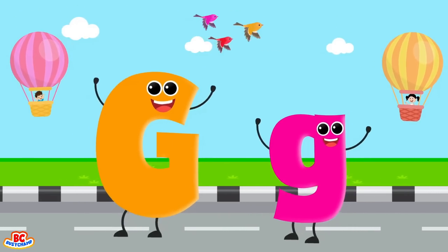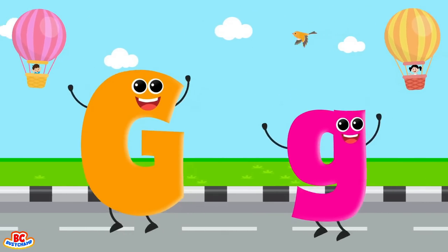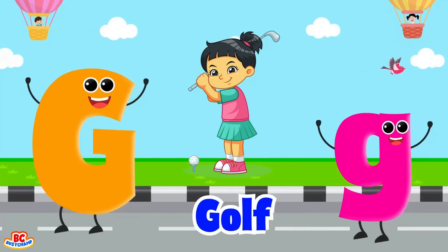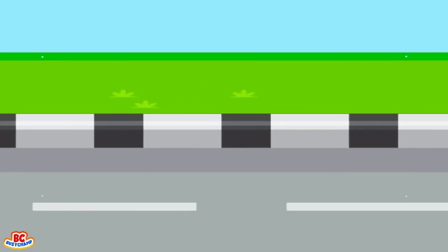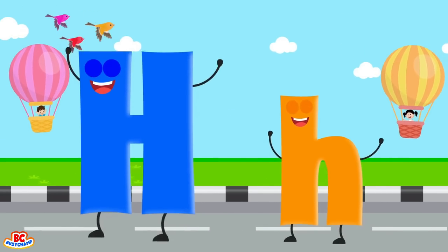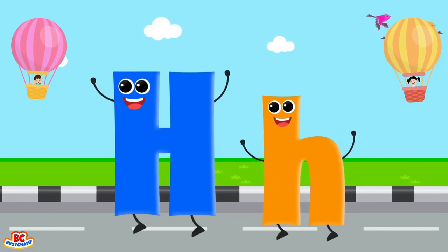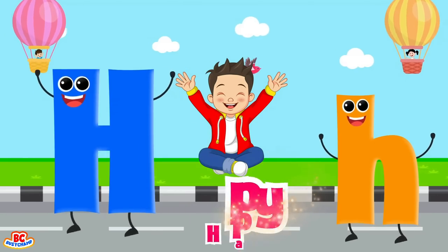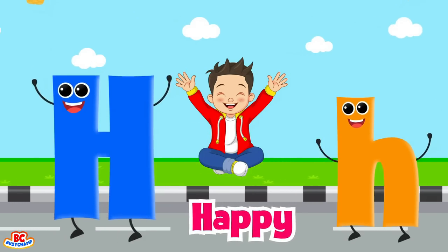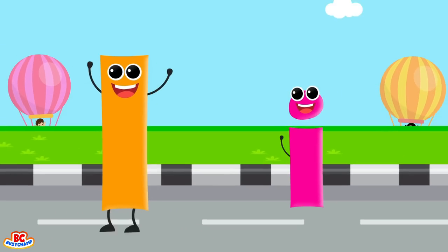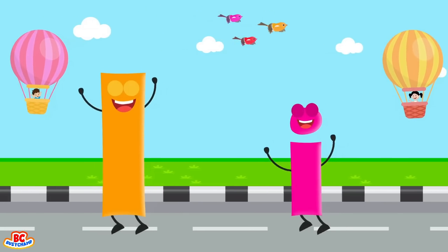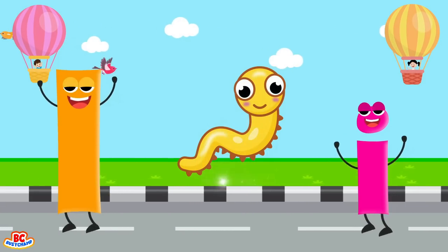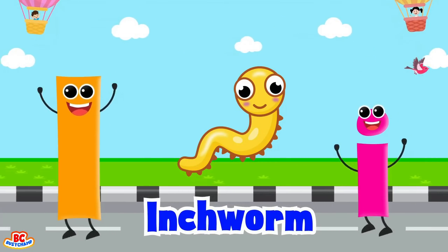G. The sound of letter G is G. G is for golf. H. The sound of letter H is ha, ha, ha. H is for happy. I. The sound of letter I is E. I is for inchworm.